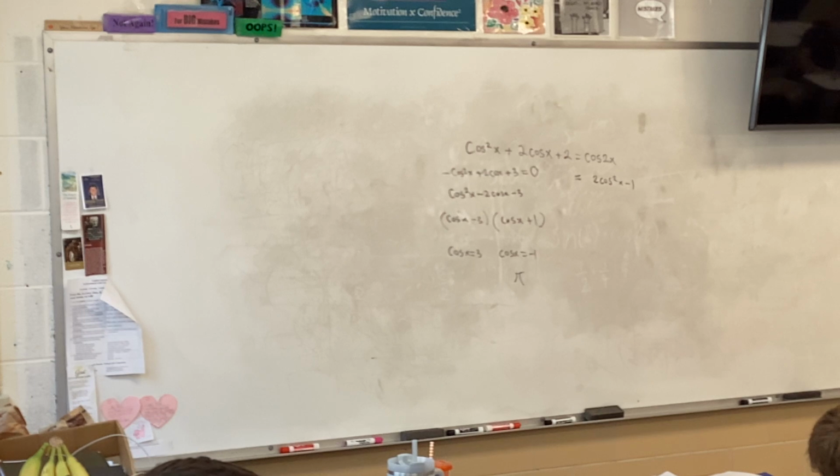So they did all that work and got one answer. What do you think about that? I think they're right. Can the cosine equal 3? No. So that's extraneous. They didn't make any mistakes. It just doesn't work. Can't do it. Where does the cosine equal -1? Only at pi.